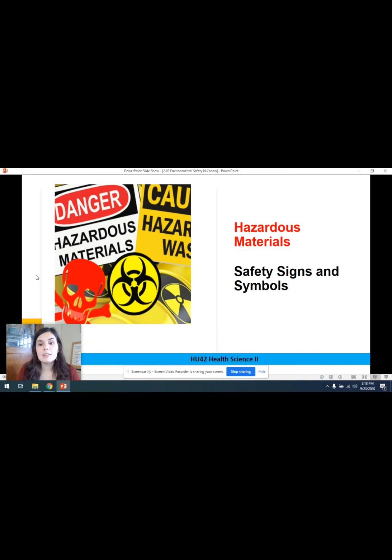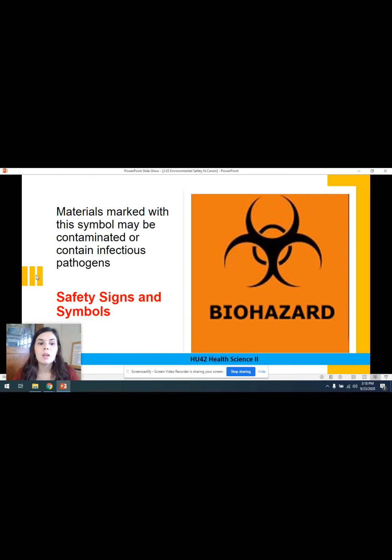Now let's talk about safety symbols and signs. There are many different types of safety symbols and signs you might see in a hospital. The first one we're going to be talking about is biohazard. And this is a sign that is posted to mark anything that might be contaminated or contain infectious pathogens.